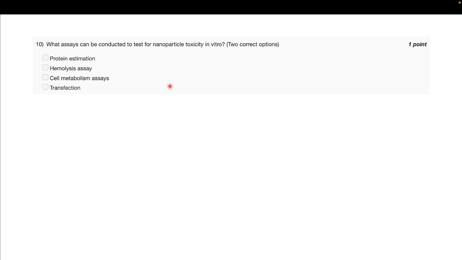Transcription. Okay. Do you want to choose? And cell metabolism. Okay, you've chosen the last two options. Thank you for answering. 2 and 3. Okay. Anybody else has any response? Thanks for answering both of you.